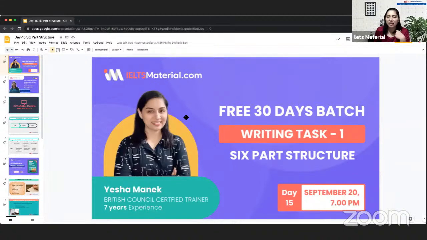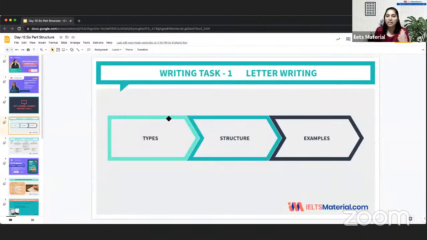What is it that we are going to learn today? We are going to learn about the different types of letters, the structure that is followed, as well as the examples related to each and every letter. Okay. So what are the different types of letters? Anyone can give me the answer. How many types of letters do you know about that you have in general training IELTS?